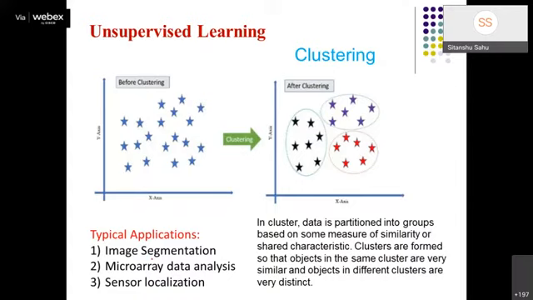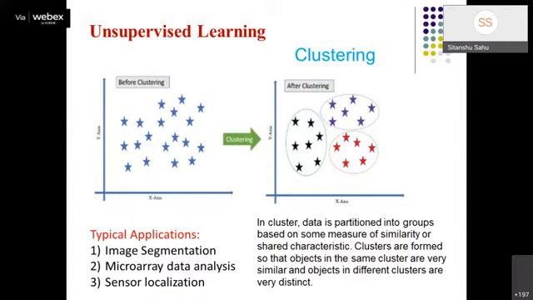Some applications are image segmentation, where we segregate or classify the different objects in the image into different groups. Then microarray data analysis: we have a large amount of data coming out of biological experiments, and by looking at the data itself we can do some clustering, which gives a little more insight into disease-causing mechanisms or biological processes happening in our body. Then sensor localization in sensor networks: we place sensors in a particular area, and looking at their data pattern or energy distribution pattern, we can form one or several clusters and manage the energy in a much more efficient manner for specific applications. So these are some examples of clustering.